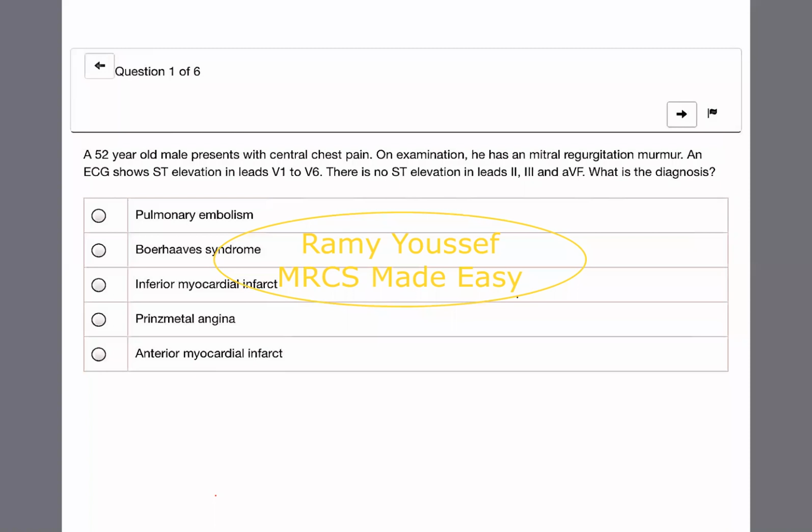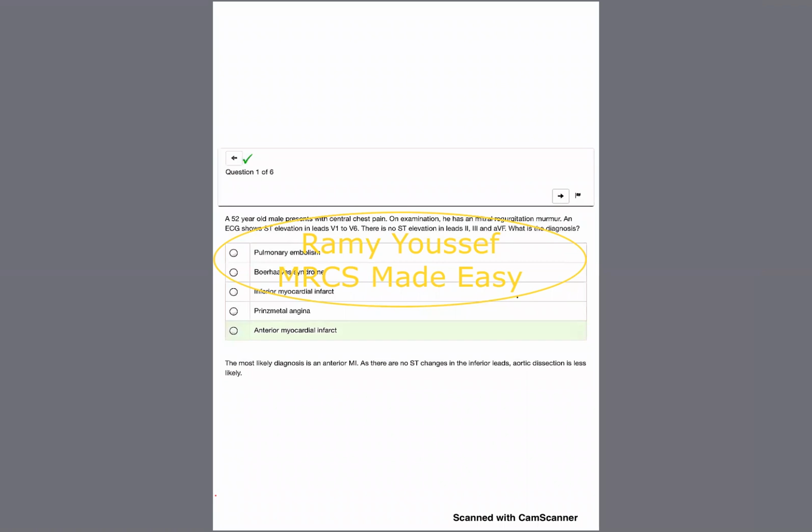So it is right, this is anterior MI. Okay, yes, from V1 to V6, this is anterior MI. And this is the anterior leads, and also the inferior leads, which are 2, 3, AVF and AVL. All these are inferior myocardial infarction. Okay, and the patient has a mitral regurg murmur.